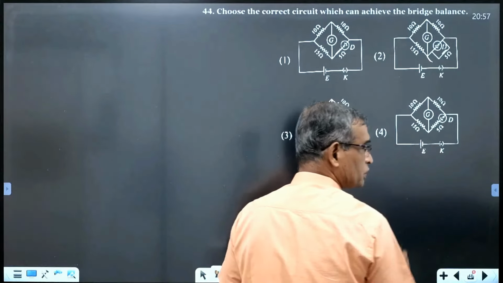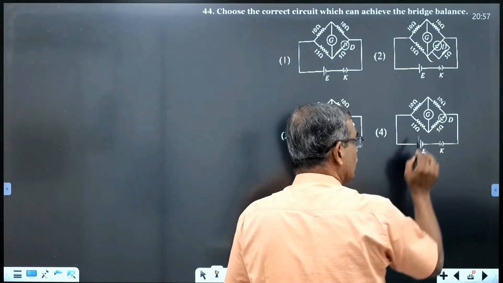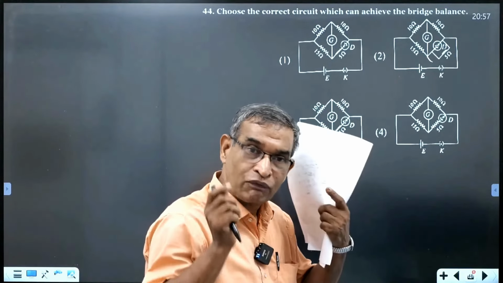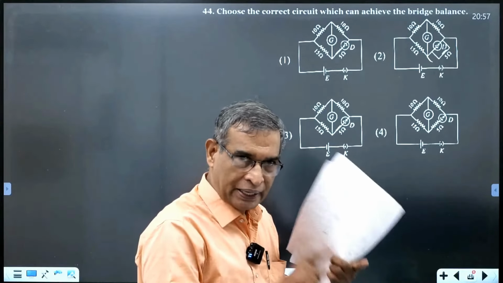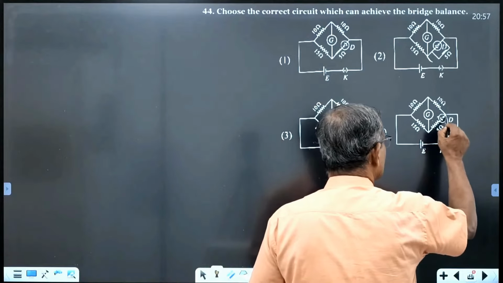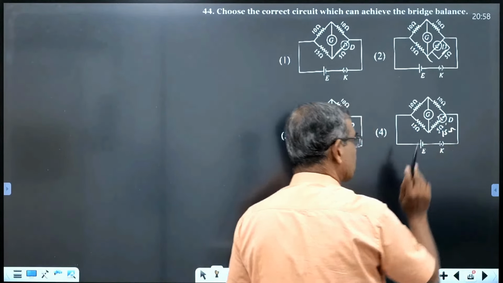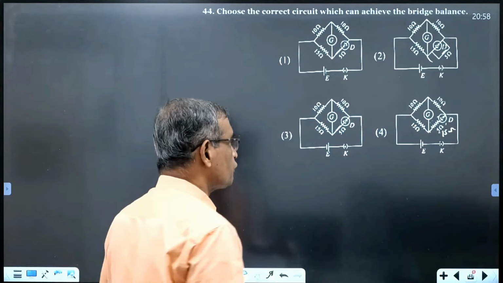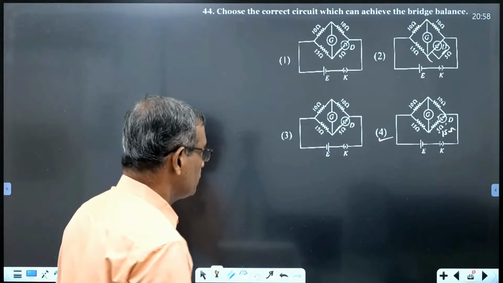Now come to this option. Here you can see that this diode is forward biased and therefore it will conduct. If its forward resistance is 10 ohm, it is conducting, and altogether in this branch it is 15 ohm. Then 10 by 10 is equal to 15 by 15, a possibility for balancing. Therefore the option is 4.